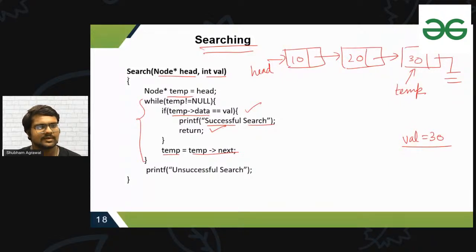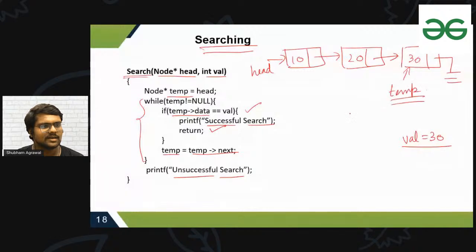But if 40 was present here, 40 is not equal to 30, so temp would again be incremented and point to this. Then temp is equal to null, so we will break out of this while loop and print unsuccessful search, because the element is not present in this linked list. But in our case it was present, so we will simply return successful search. And temp will point to this.